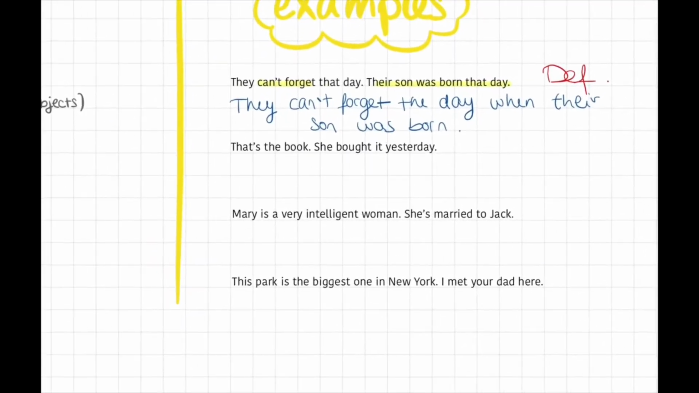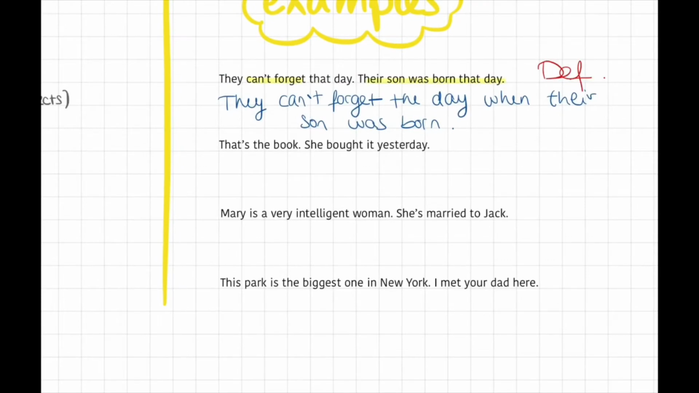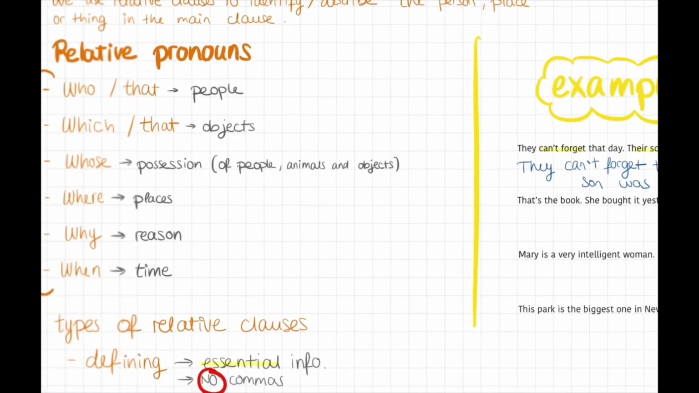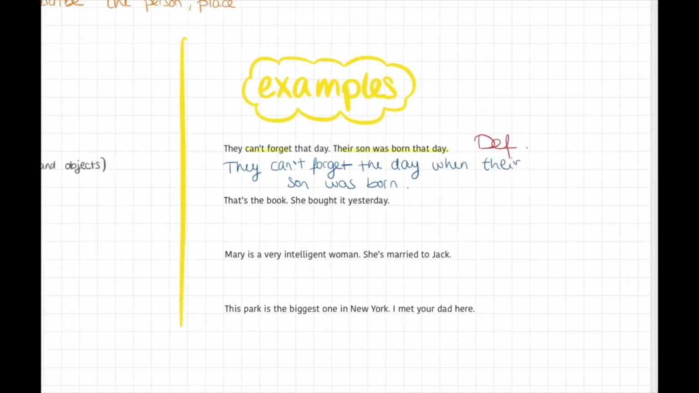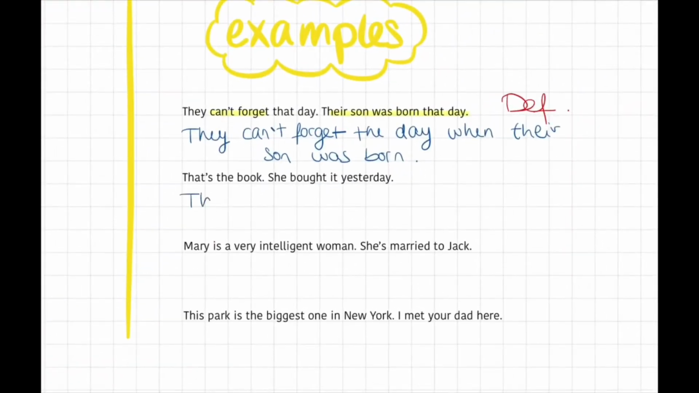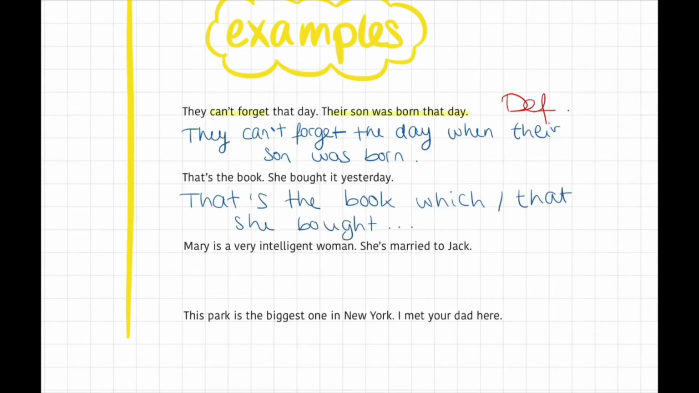Okay, the next one. That's the book. She bought it yesterday. Okay, so in both sentences, we're talking about a book. So we need to use for an object which or that. We would say that's the book which or that she bought yesterday. So again, we are talking about essential information and we are not using commas. So it would also be a defining relative clause.